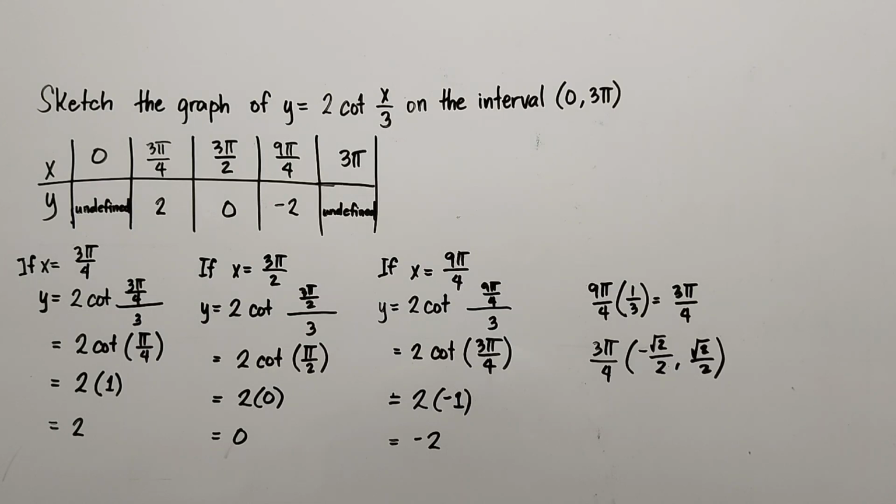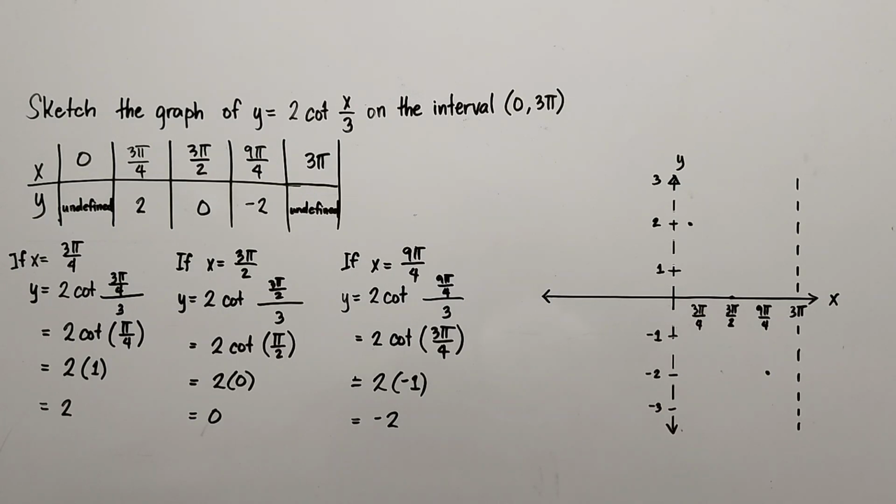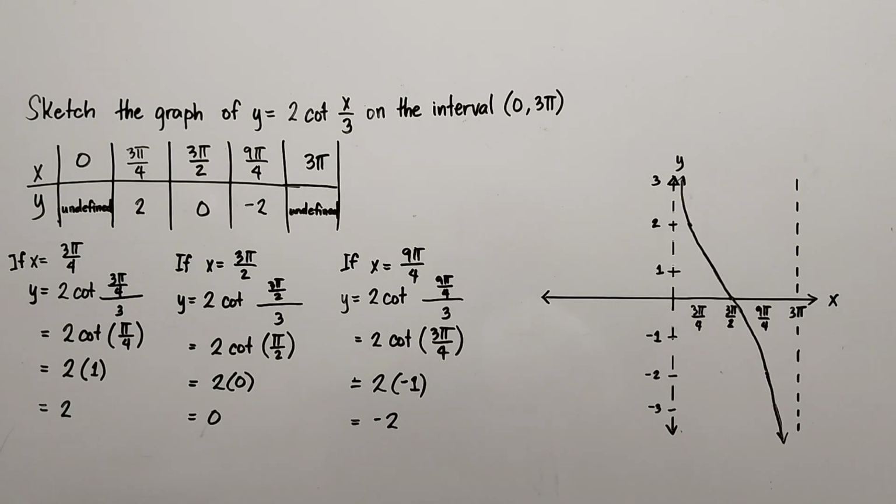Now we are ready to sketch the graph of this function. On the right is the Cartesian plane of this function. So the two asymptotes are x equals 0 and x equals 3 pi. We have the 3 points in between the two asymptotes. This time, we are going to connect these 3 points using a smooth curve. This is the graph of this function, y equals 2 cot x over 3 on the interval 0 until 3 pi.